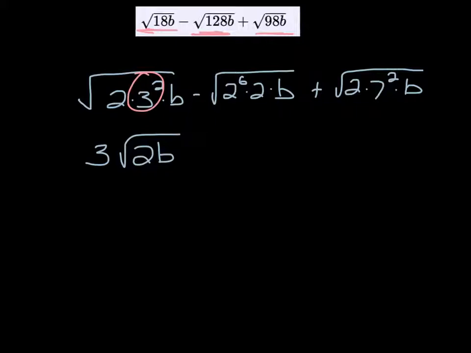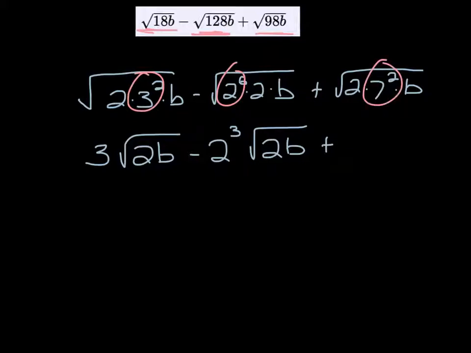And then in this second expression, I can take the square root of this 2 to the 6th, and when I take the square root of that, it becomes a 2 to the 3rd, and there comes a 2 and a b left under the radical. And then in this last term, this 7 squared, I can take the square root of that, and so the square root of 7 squared is 7, and I'm left with this 2 and the b on the inside.